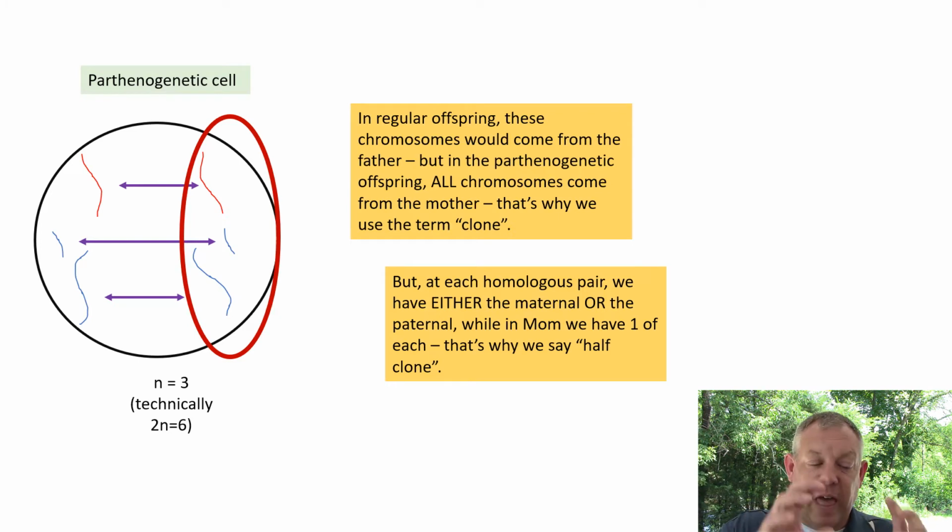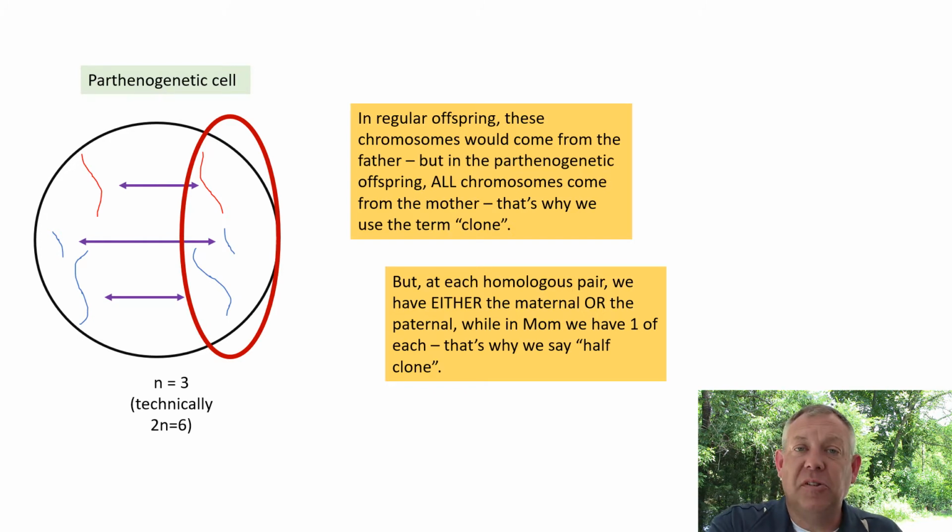And again, we're talking about for that offspring, it's actually its grandmother or its grandfather's chromosome. But the point here is, in a typical offspring, half the DNA is from mom and half of the DNA is from dad, but in these parthenogenetic offspring, they all came from the mother. And so that's where I think we get the clone part. It's a clone because there's no father involved. It's all DNA from the mother. But we call it a half clone because it's not identical to the mother.